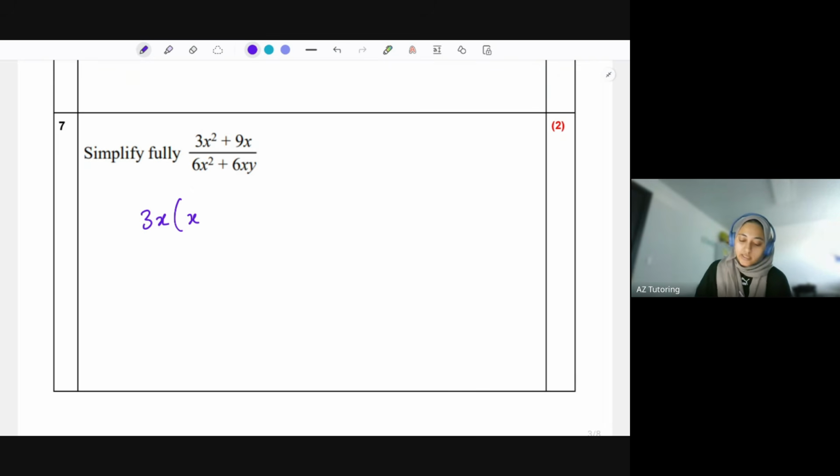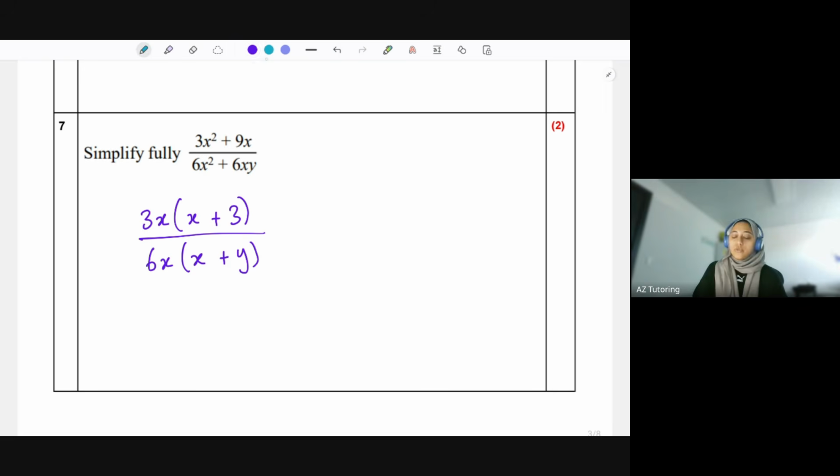3x times x gives me x squared. 3x times 3 gives me 9x. So that's done. And then what can I pull out on the bottom? I can pull out a 6 and I can pull out just 1x. I can't pull out a y because there's no y in that first term. 6x times x gives me 6x squared, and 6x times y gives me 6xy.